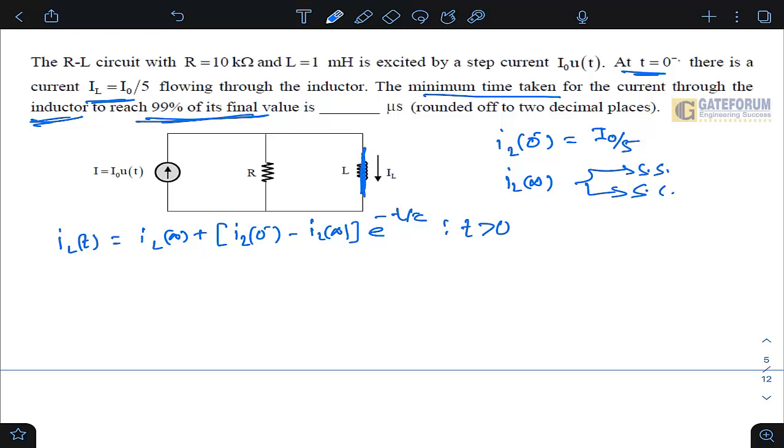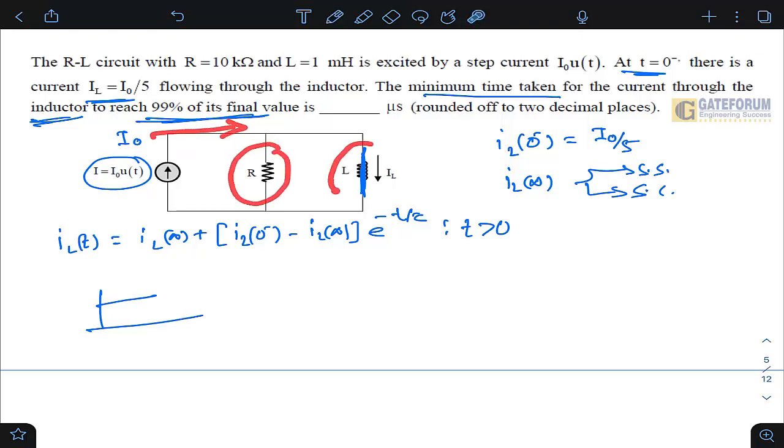This is what the inductor is now, and this is I0 u(t). Its value is simply I0 at t equals infinity, since the I0 u(t) graph is like this. So at infinity the value is I0, and I0 of current is coming here. One path has resistance R, the other path has resistance 0. So what is going to happen? The entire I0 is going to flow through this path only. Do you agree or not? So IL of infinity, in simple language, will be your I0 only.